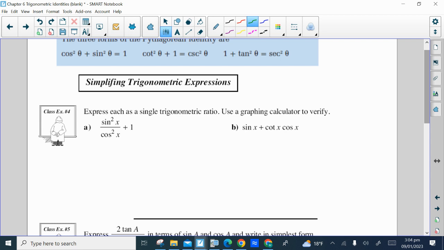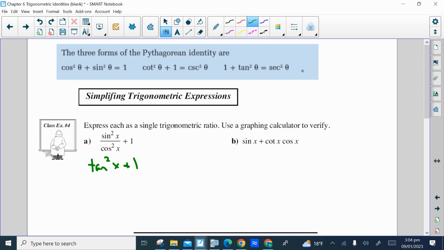So example 4 there says express each as a single trig ratio. Sine over cos. Sine over cos is tangent. That comes from our basic identity. So sine squared over cos squared would be tan squared. And tan squared plus 1, well, from our Pythagorean identity above, that's the third one. 1 plus tan squared theta is equal to sec squared theta. So tan squared x plus 1 will be equal to sec squared x.